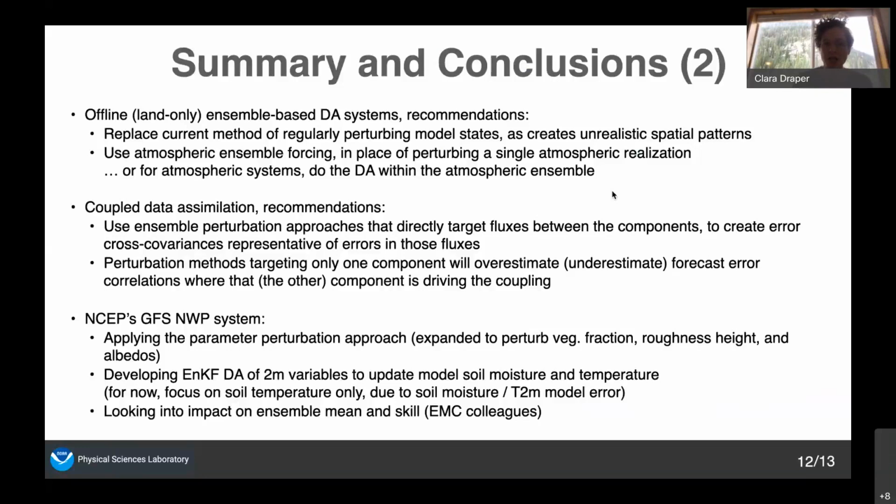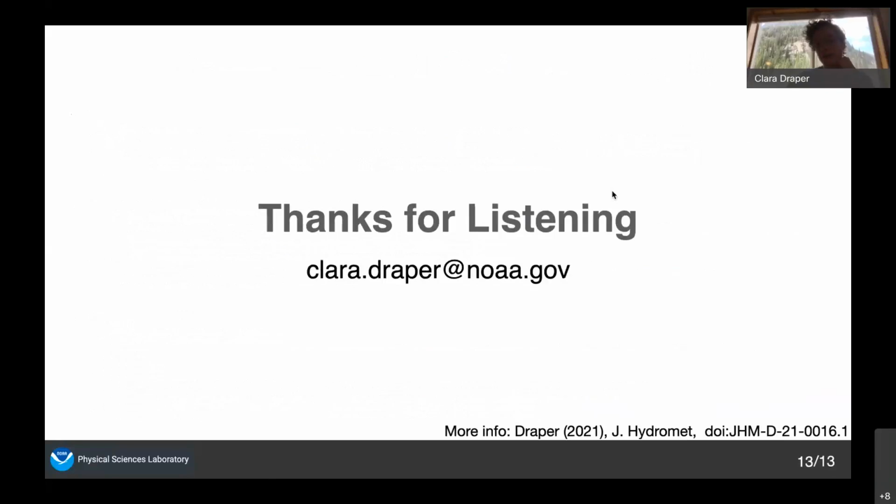For coupled data assimilation, I would recommend using ensemble perturbation approaches that directly target the fluxes between the components, to create error covariances that are representative of errors between those fluxes, as I just talked about. And then finally, in the NCEP system, we're applying that parameter perturbation approach, although I've expanded it to perturb some more parameters. And I'm developing an EnKF to assimilate the 2-meter observations. As I mentioned before, I've got some colleagues at EMC who are looking into the impact of these land perturbations on the model skill. If you want any more information on this, there is a paper in press in the Journal of Hydrometeorology.